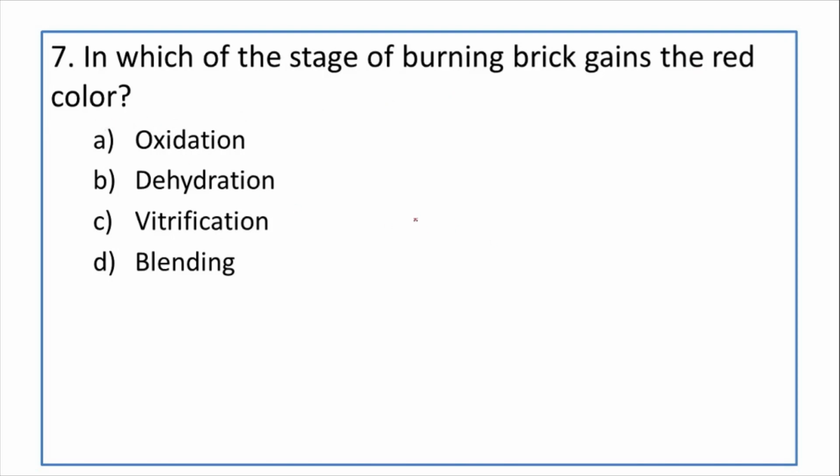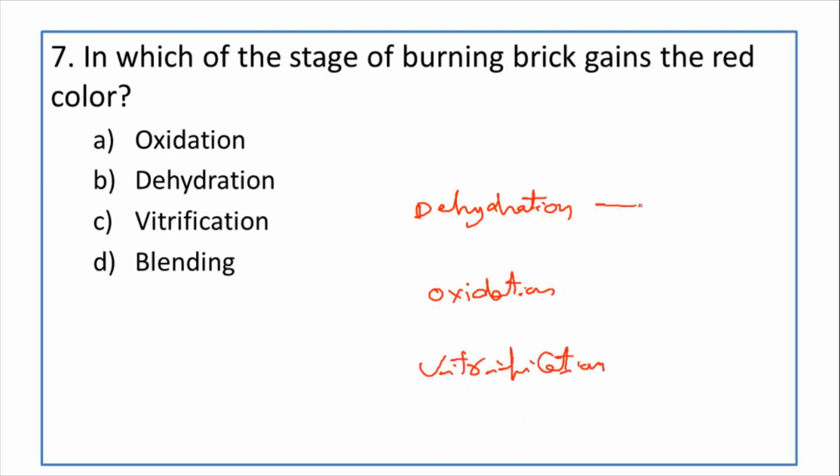Basically in the burning process, three stages are there. First one is the dehydration, second one is the oxidation, third one is the vitrification. In burning process, three stages are there: dehydration, oxidation, and vitrification. Blending means nothing but mixing. Mixing is not at all related to the burning, so we can eliminate this option directly.